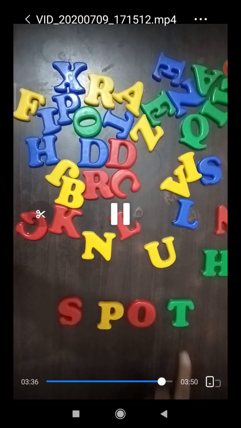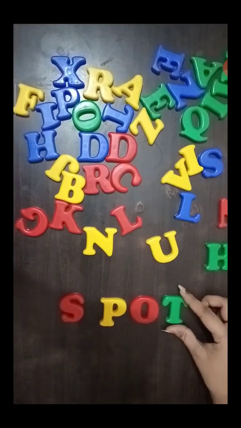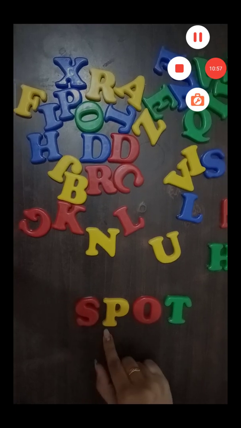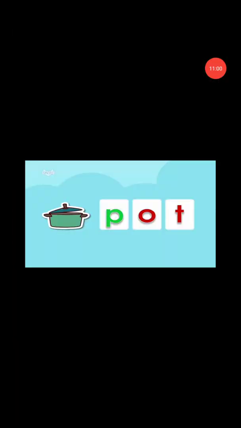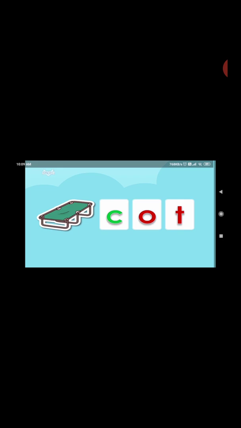Now, students, through this activity, we will make OT family words. Students, you make these words with the blocks. Now, students, we will recite a story on OT family words. Firstly, read some words. P-O-T, pot. H-O-T, hot. D-O-T, dot. C-O-T, cot.